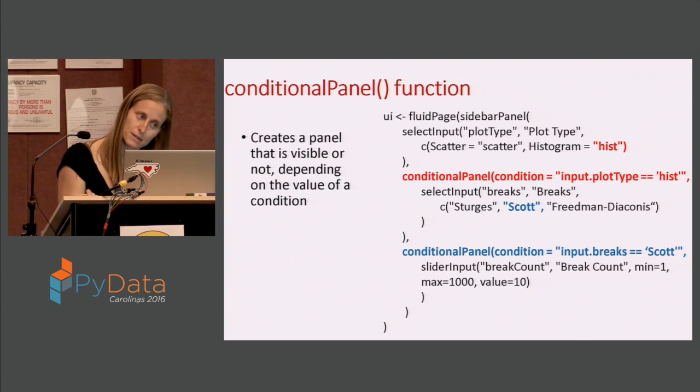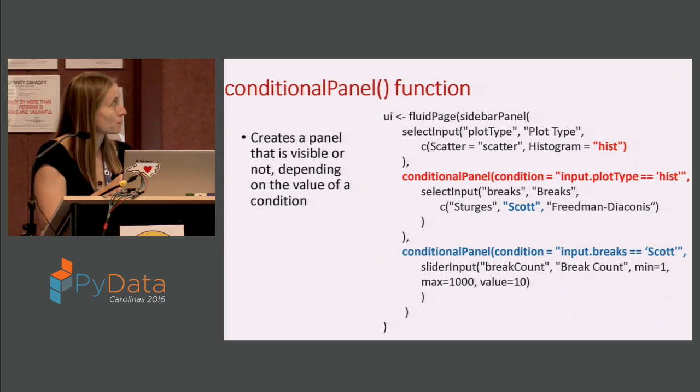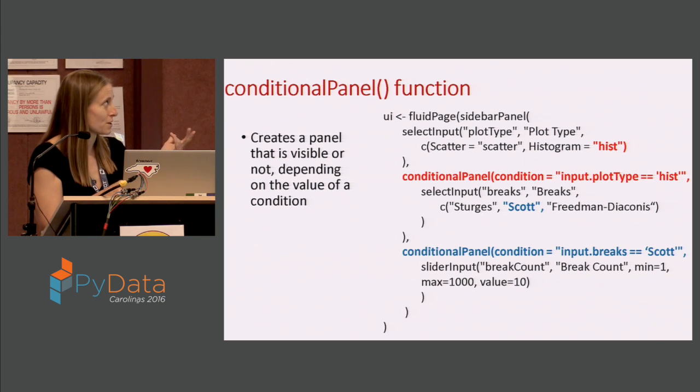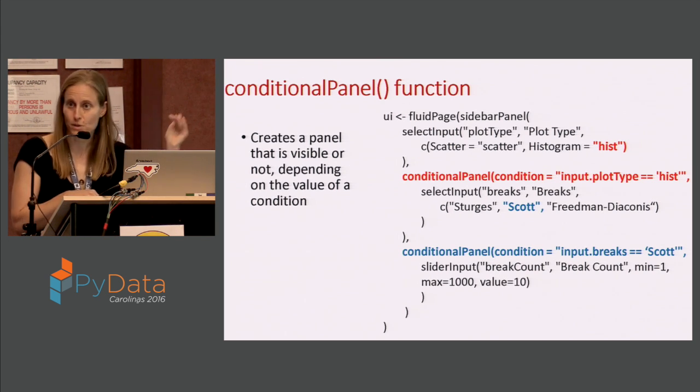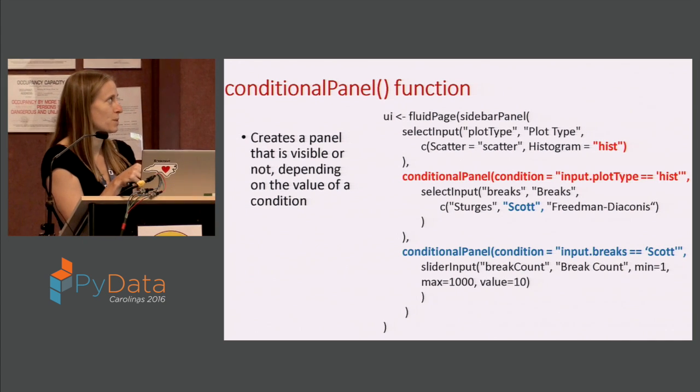So the last thing that we want to add in is some conditional functionality. As an example of what this does, it creates a panel that's going to be visible or not visible depending on what input the user provides. For example, if you had a select input like pick a plot type, do you want to see a scatter plot or a histogram? If the condition equals the histogram choice, then a second select input comes up asking, do you want to see a Sturges, Scott, or Freedman method for the breaks? And if they choose Scott, maybe a third conditional panel shows up, which asks for the actual values you want to set the breakpoints at. If they had chosen scatter, these two panels would not have shown up.